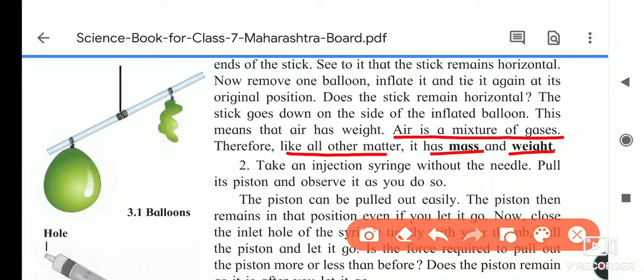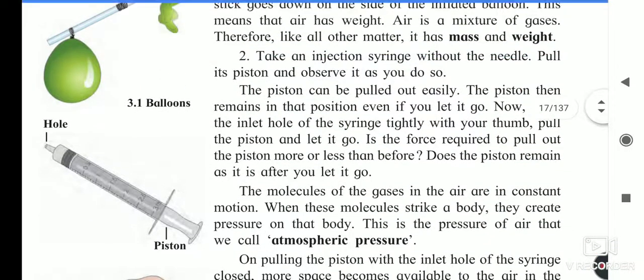In the same way, air also has a particular mass and weight. Now we will see the next activity: take an injection syringe without a needle, pull its piston, and observe it as you do so. We have to observe that the piston can be pulled out easily.